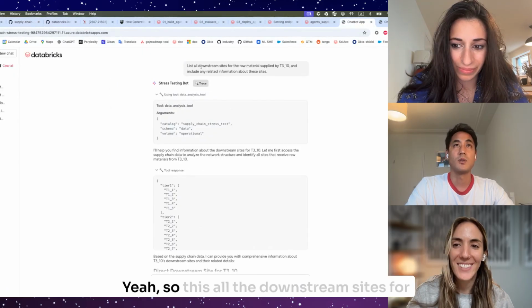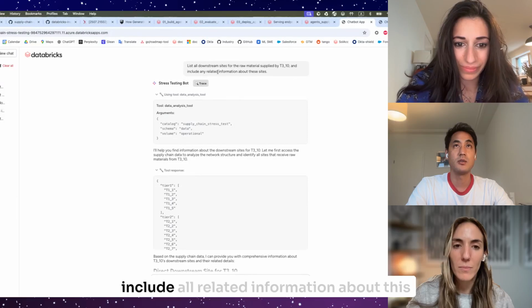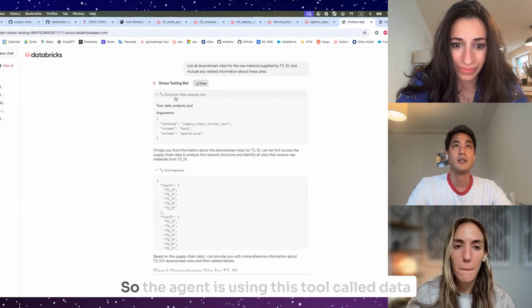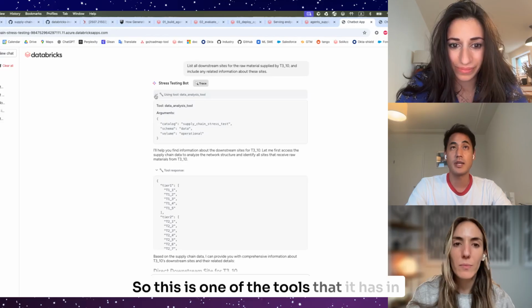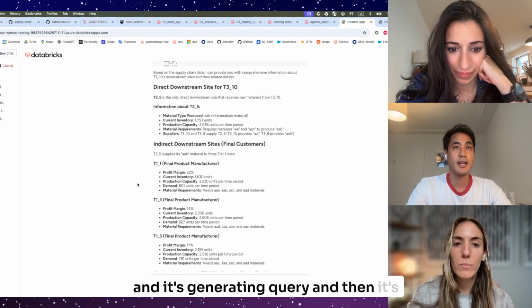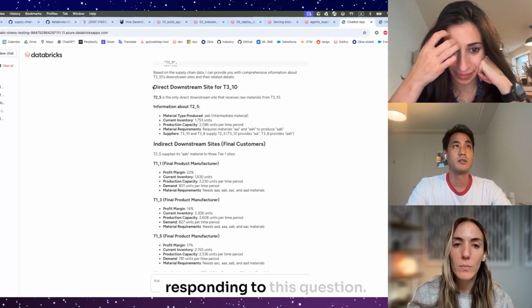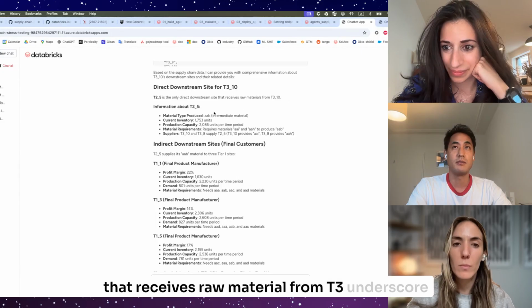List all the downstream sites for the raw material supplied by T3_10, include all related information about this site. So the agent is using this tool called the data analysis tool. This is one of the tools that it has, and it's generating a query, and then it's responding to this question. So T25 is the only direct downstream site that receives raw material from T3_10.